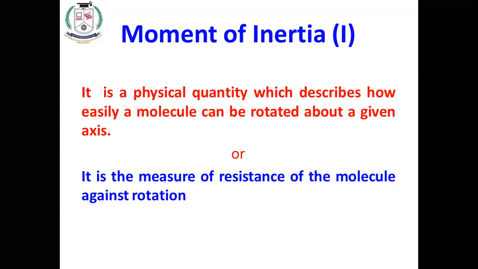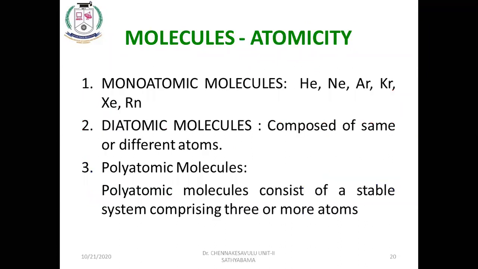Similarly, molecules have this too, and we express it in the form of the moment of inertia with respect to the x-axis, y-axis, and z-axis. So before classifying the molecules based on moment of inertia, we should know what a molecule is and what atomicity is.